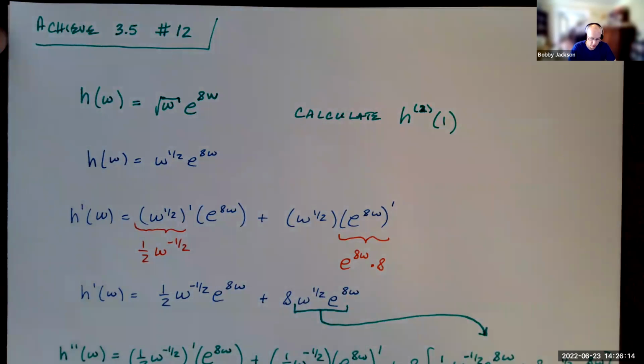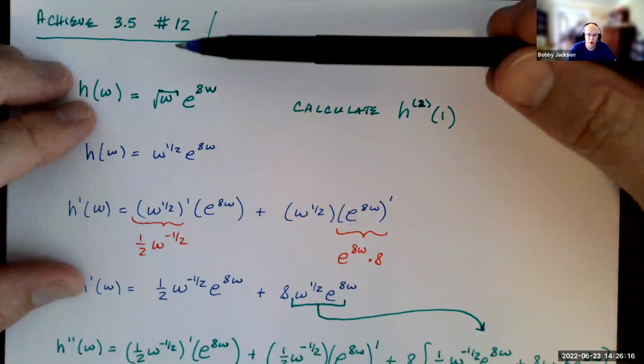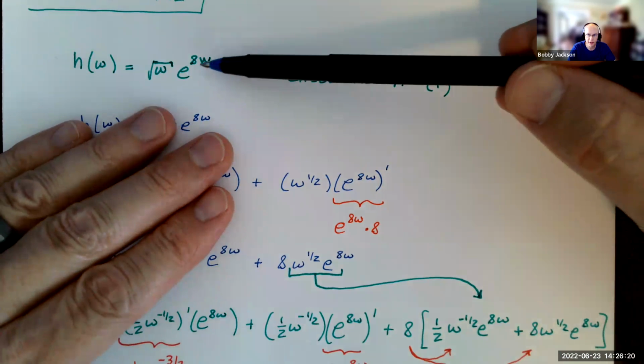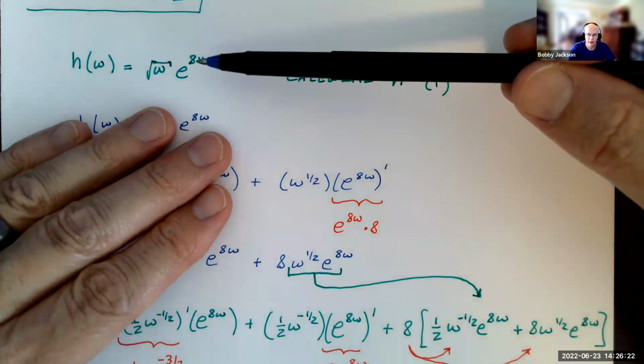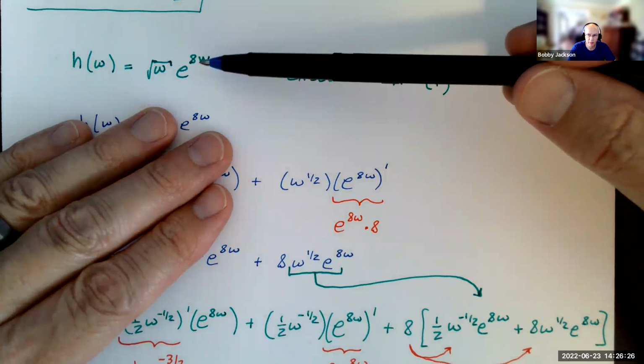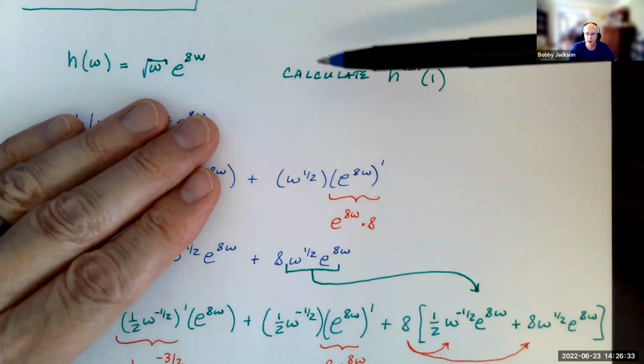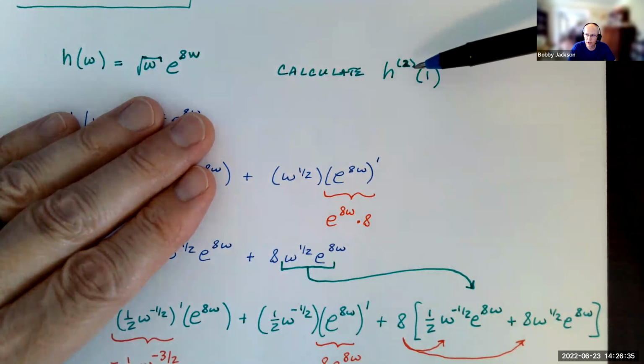Let's take a look at number 12 from the Achieve homework in section 3.5. It should look something like this. They give you this function, and basically the coefficient in front of W here will vary depending upon the algorithm. So you could have a little bit different one, but it's basically the same thing. And you're asked to calculate h, and then in parentheses, there's a 2 of 1.